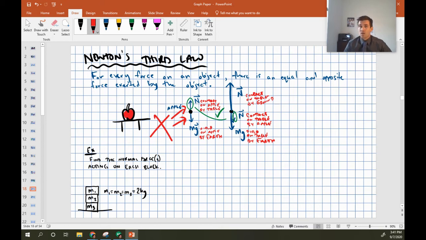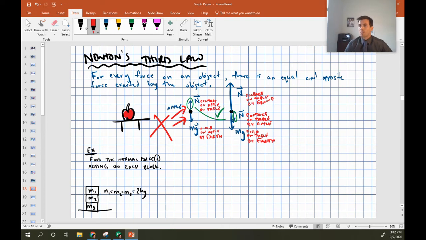I could draw the earth itself, and we would find the Newton's pair for these two. We would find the field force on the earth from the apple pulling on it, and the field force on the earth from the table pulling on it. And we'll talk about that particular action-reaction pair in a later lesson, but every force has an equal and opposite reaction. So I have an example problem right here.